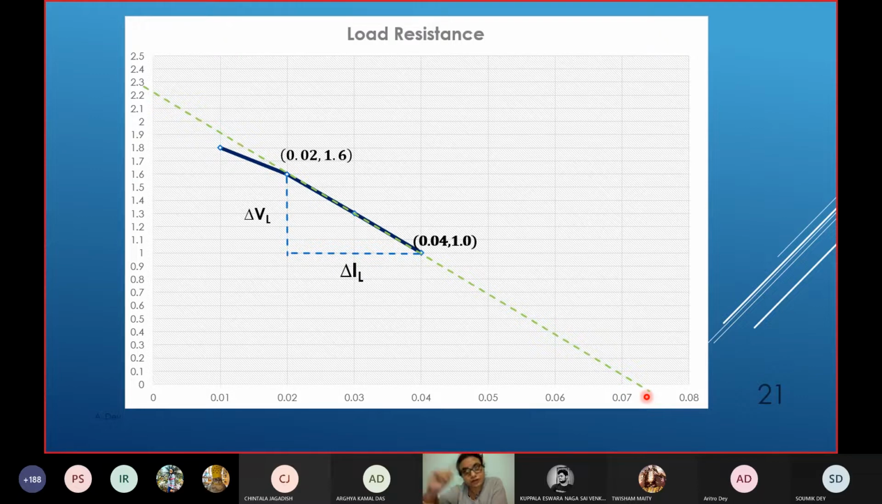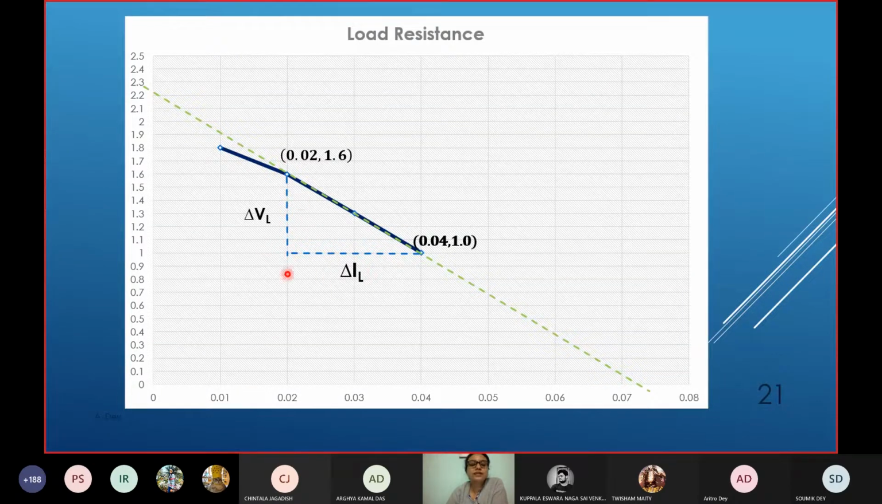So these two are also matching to each other. Next, the question of RThevenin. How do you get this? We will drop a perpendicular from this point, and draw a horizontal line from this. It will cut at this point. So this length is delta VL, and this length is delta IL.